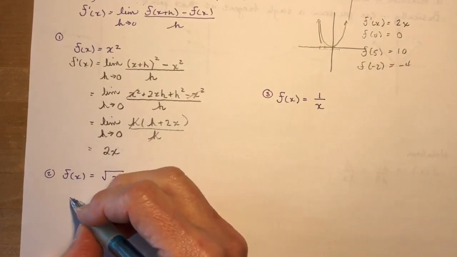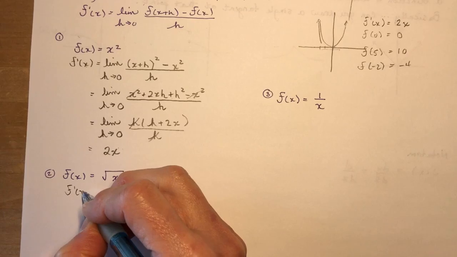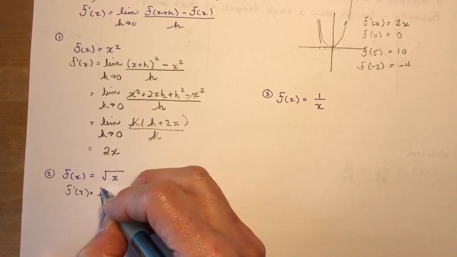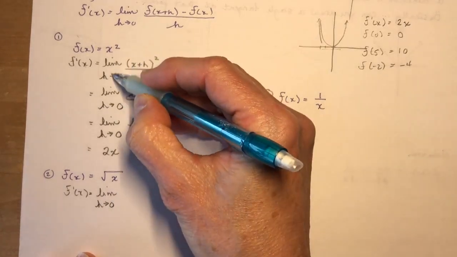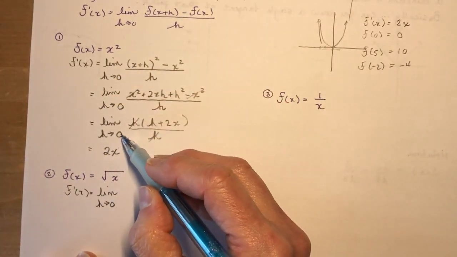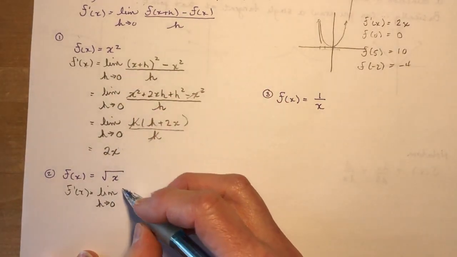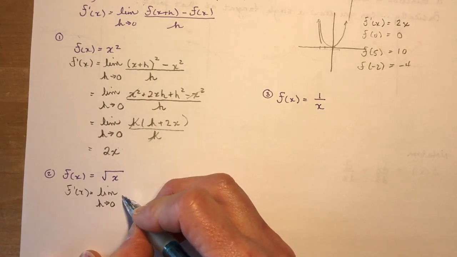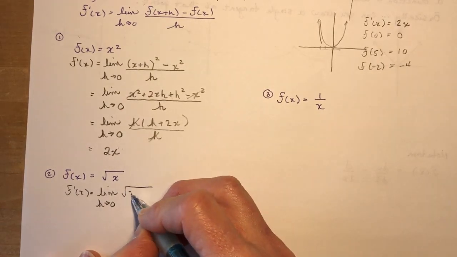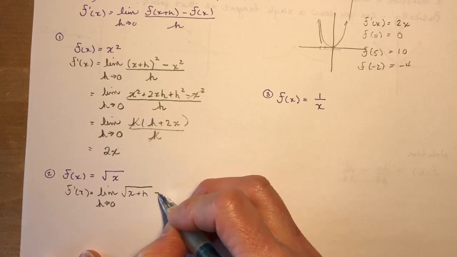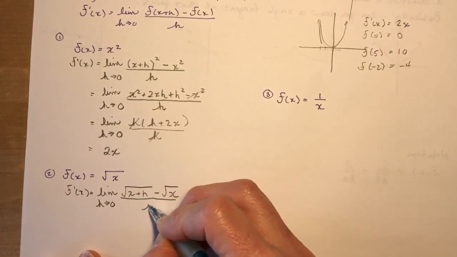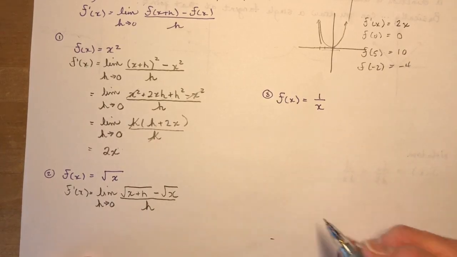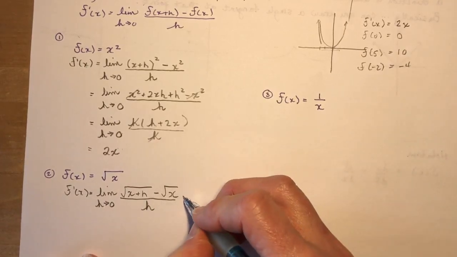So the same thing. I'm going to write out f prime x is equal to the limit. Don't forget your limit, and don't forget to keep it going all the way down until you plug in that value. So I want f at x plus h, so that's the square root of x plus h minus the square root of x. That's f at x over h. Now how do I simplify this one? We multiply by the conjugate.